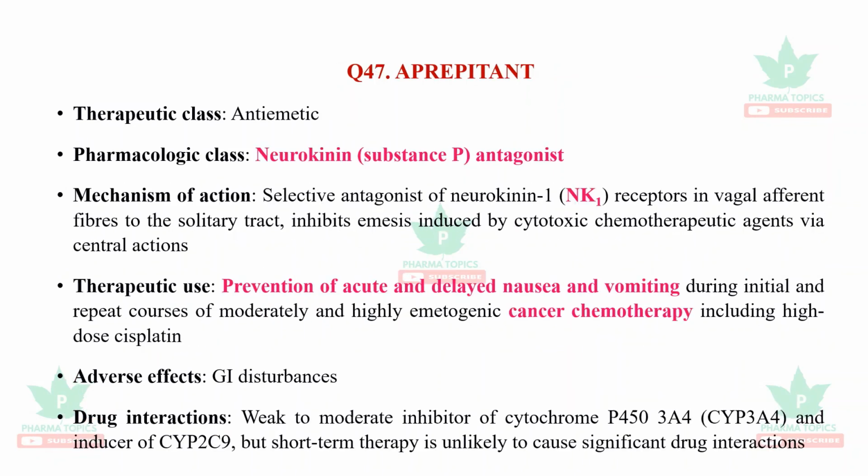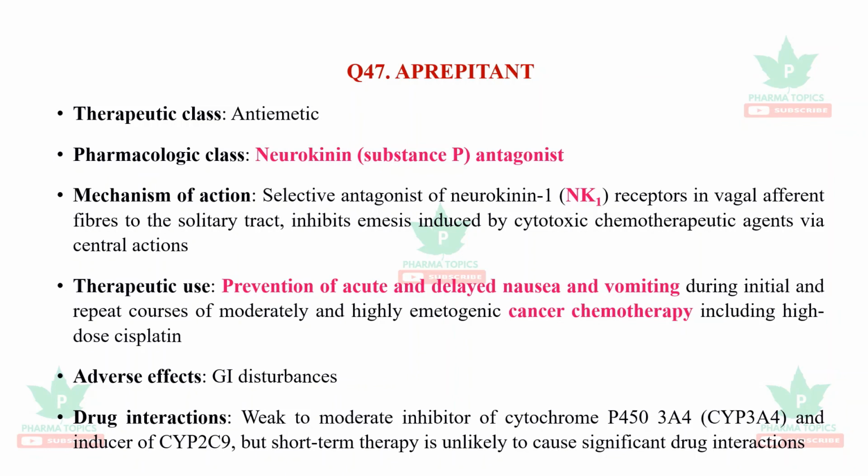The last question is question number 47, aprepitant. It's a neurokinin or substance P antagonist. It's a selective antagonist of NK1 receptors in the vagal afferent fibers to the solitary tract. It inhibits emesis induced by cytotoxic chemotherapeutic drugs.